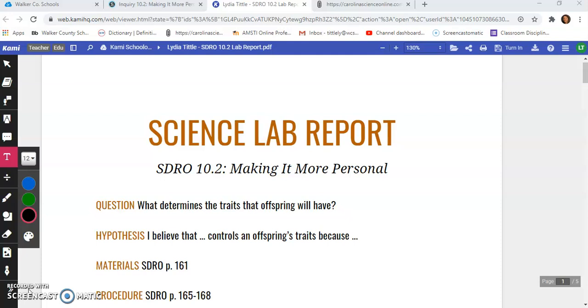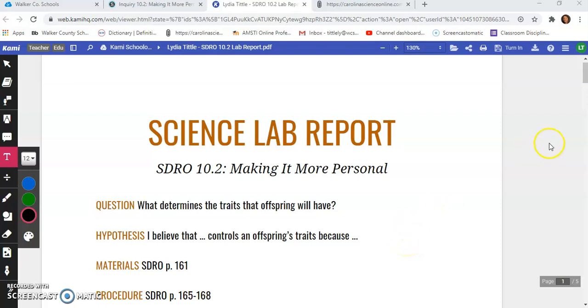For our hypothesis, I believe that blank controls an offspring's traits because blank. You can fill in these blanks with what you think controls the traits of an offspring and why.